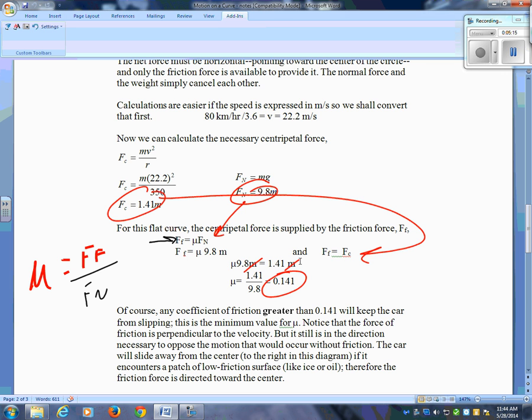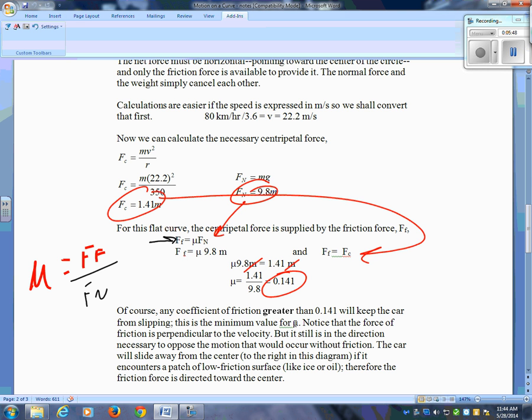So Alex, what does that mean? If you get a mu value of 0.141, it means that the car will go around the corner if the coefficient of friction is less than 0.141? Or greater than or equal to. You can't be lower. The coefficient of friction must be greater than 0.141. If it's just equal to that, it'll just go around, right? Any coefficient of friction greater than 0.141 will keep the car from slipping. This is the minimum value for mu.